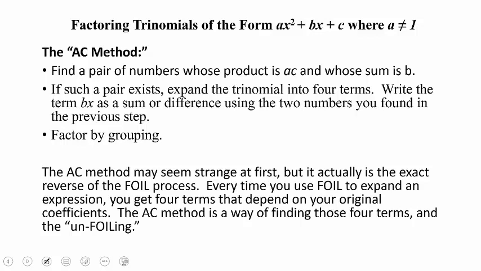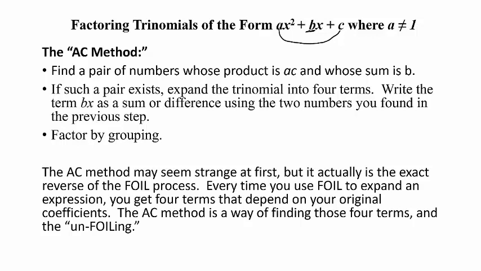So to use the AC method, we are going to find a pair of numbers whose product is AC. So we're going to multiply A and C together, and whose sum is B. If such a pair exists, then we're going to expand the trinomial into 4 terms and rewrite the middle term, the bx, as the sum or difference using the two numbers that we found in that previous step, that pair of numbers that multiplies to give us AC and adds to give us B. And then we're going to do the factor by grouping method from there.